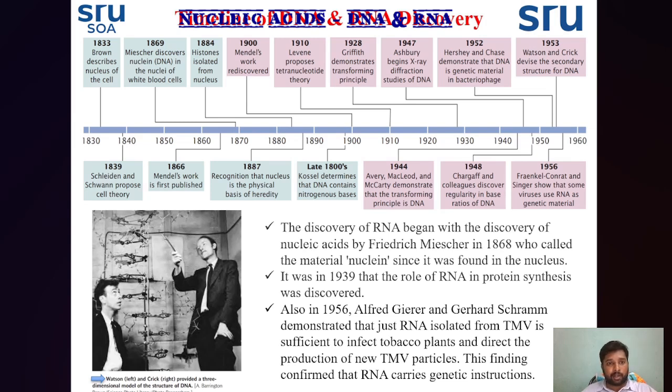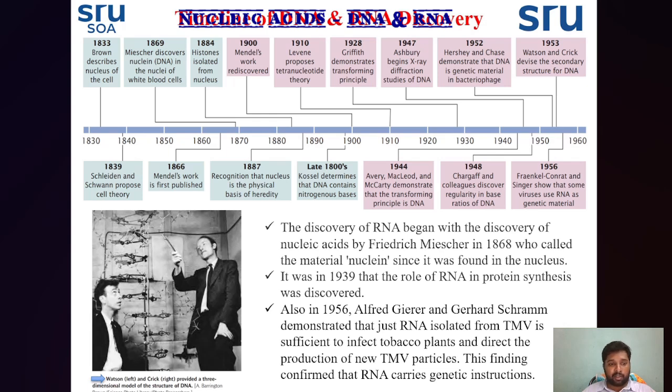Here it starts from 1833 to 1956. In the timeline, in 1869 majorly, Frederick Miescher was the first person who separated cell nuclei from the cytoplasm and extracted an acidic material. He called that acidic material nuclein. Later on, Richard Altman in 1889 used the term nucleic acid.